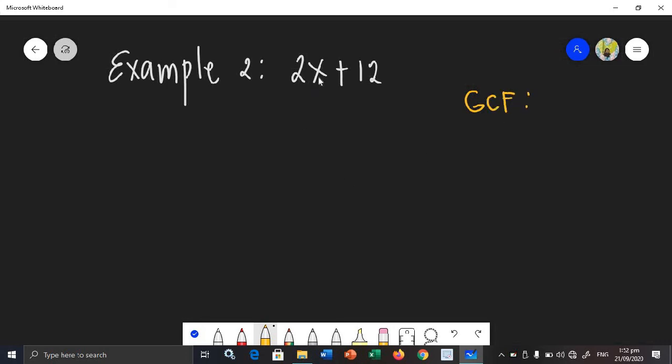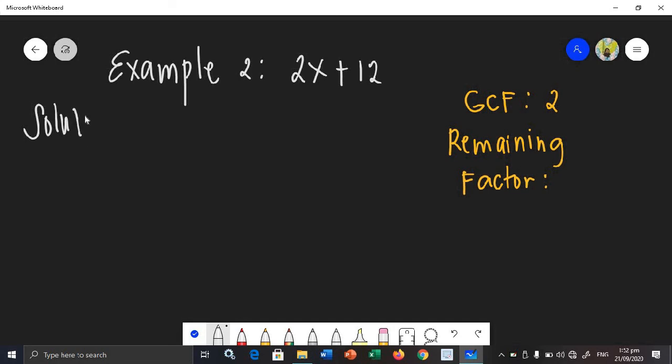So, in this given, nakikita nyo, isa lang yung may variable. Therefore, we will just be getting the greatest common factor of the numerical coefficients and the constant here. So, ano ba ang GCF ng 2 and 12? Of course, that is 2. Yun na yung GCF nila. So, we will be finding the remaining factor of the given. So, that is the one that we need to solve, the remaining factor. So, this will be our solution.